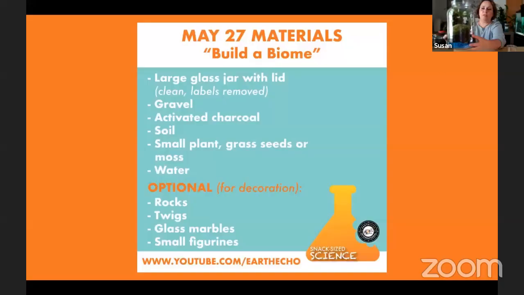But there is one major thing that we're still missing. So what do you think we still need to add to our terrarium? What haven't we added yet? Any ideas?